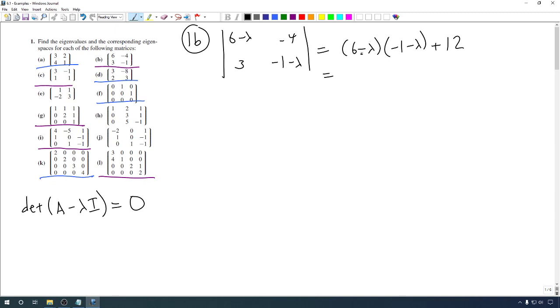If we expand this out, we'll have a negative lambda times a negative lambda, so we get a lambda squared. We have a negative lambda times -1, so a lambda, but then we also have a negative lambda times 6, so a -6 lambda. If we add those together, we get a -5 lambda. And then we have 6 times -1, so we get a -6, but we have the 12 outside. So 12 minus 6 gives us a positive 6. And we want to set that equal to 0.